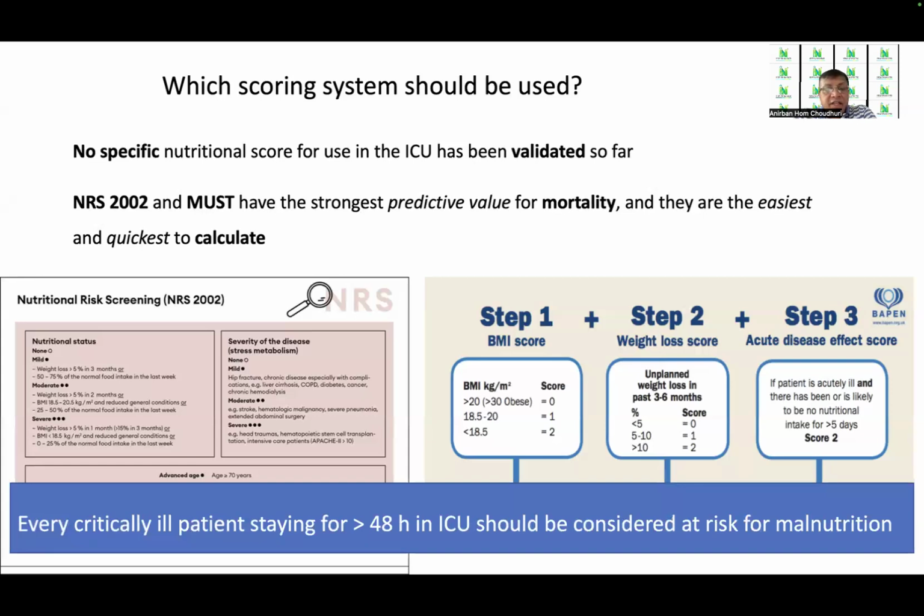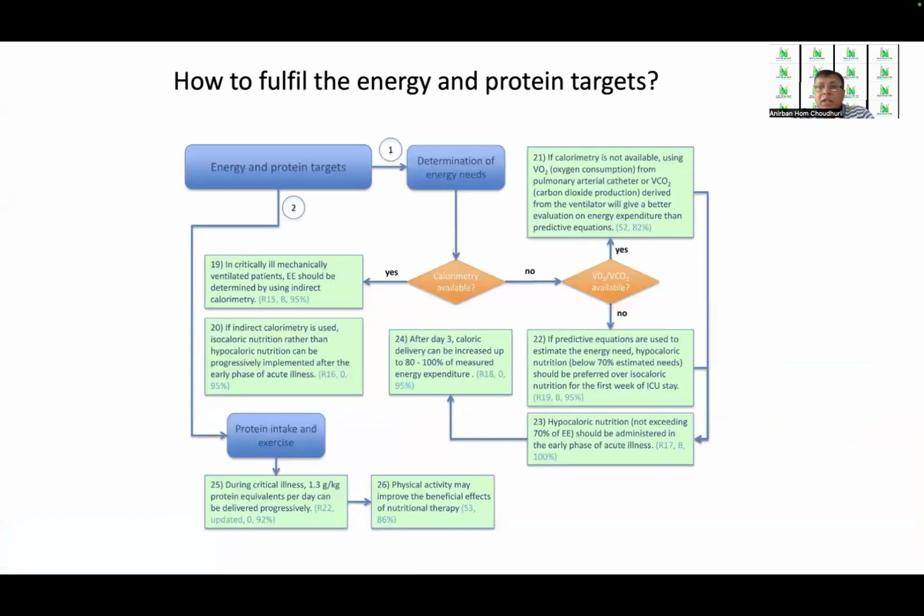So every critically ill patient staying for more than 48 hours in the ICU should be considered at risk for malnutrition. So once we know the risk, how do we fulfill the energy and the protein targets? As I told before, it starts by determining the energy needs. If calorimetry is available, then we apply calorimetry.